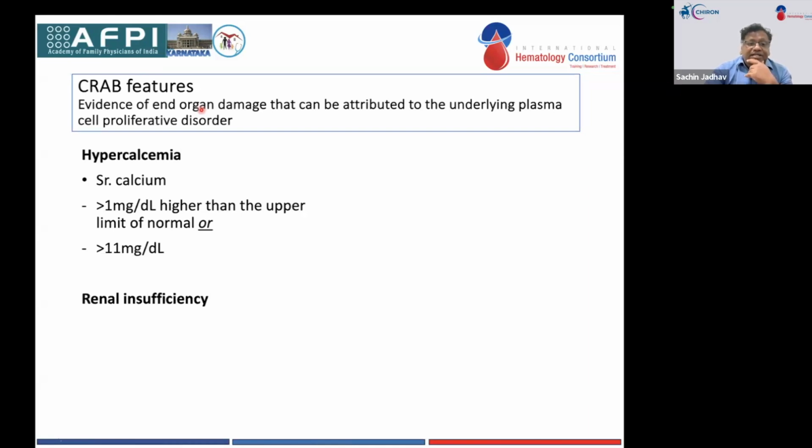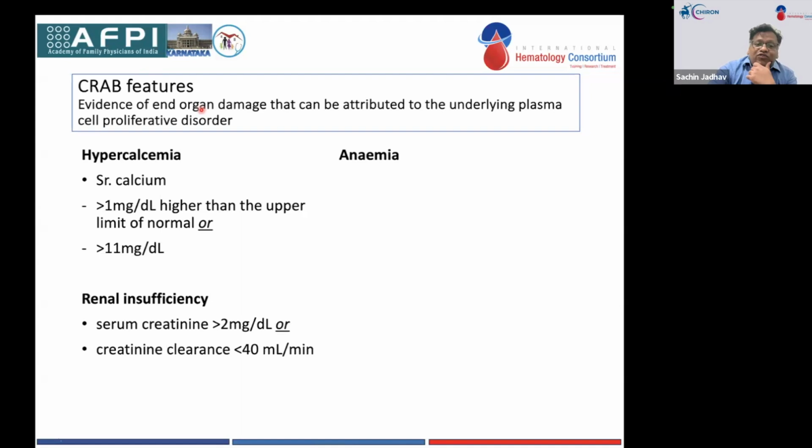R stands for renal insufficiency. What happens in myeloma is the immunoglobulin will go through the blood into the kidney, go through the glomerulus into the renal tubule and block the renal tubule. The light chain will filter through the glomerulus, enter the renal tubule and block it and lead to nephropathy. Generally it presents as CKD, chronic kidney disease, slowly evolving kidney disease, right? So the second thing in CRAB is renal insufficiency, meaning creatinine going up or creatinine clearance coming below 40.